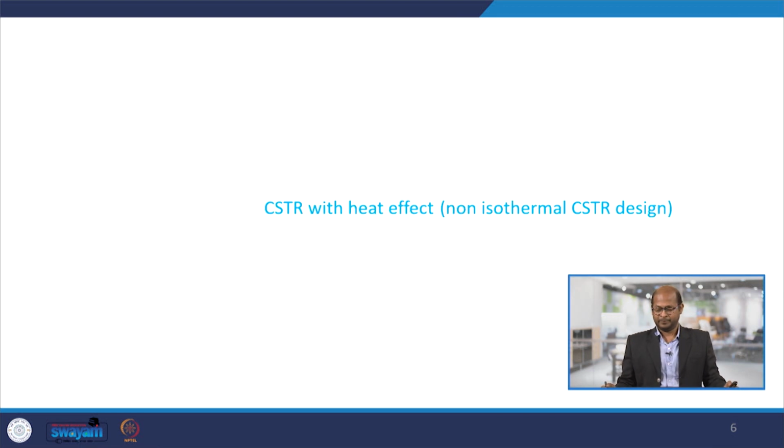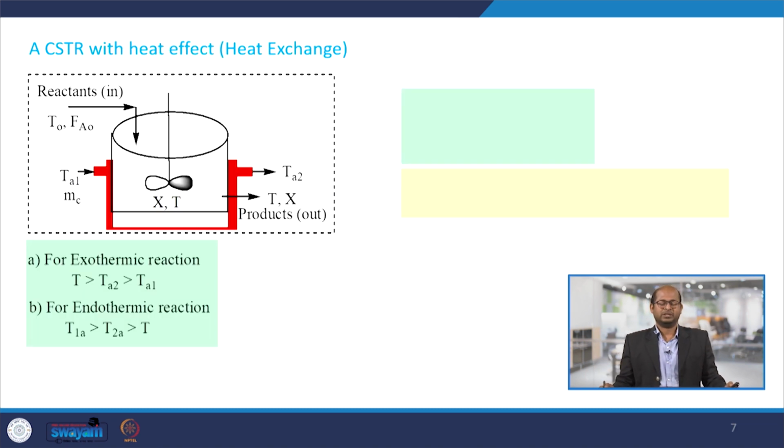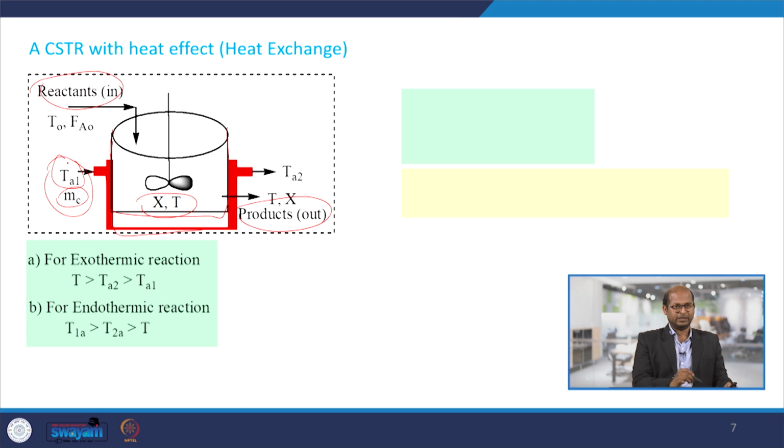Now we will discuss the CSTR with heat effect, for non-isothermal CSTR reactor design. This is the conventional CSTR reactor. Here this is the reactor. At the outlet, this is the reactant in, this is the product out, with the conversion and temperature inside the reactor. Here is the coolant passing through these lines at a particular mass rate, with this coolant inlet temperature and this coolant outlet temperature, and the coolant maintains the temperature of the reactor.